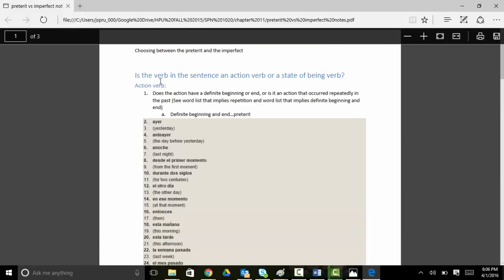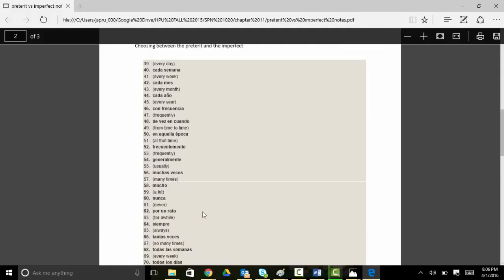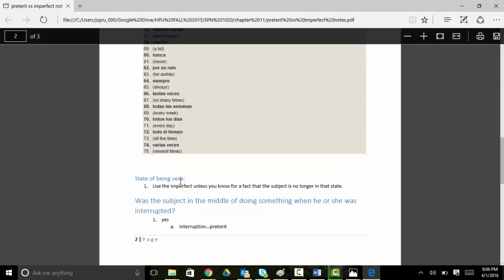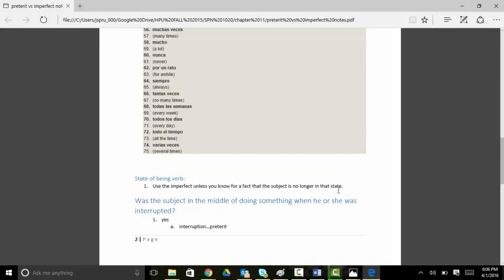If you go back up here, is the verb in the sentence an action verb or a state of being verb? You already dealt with the actions. If it is a state of being verb, you're going to use the imperfect unless you know for a fact that the subject is no longer in that state, or if it's that ponerse for the emotions.